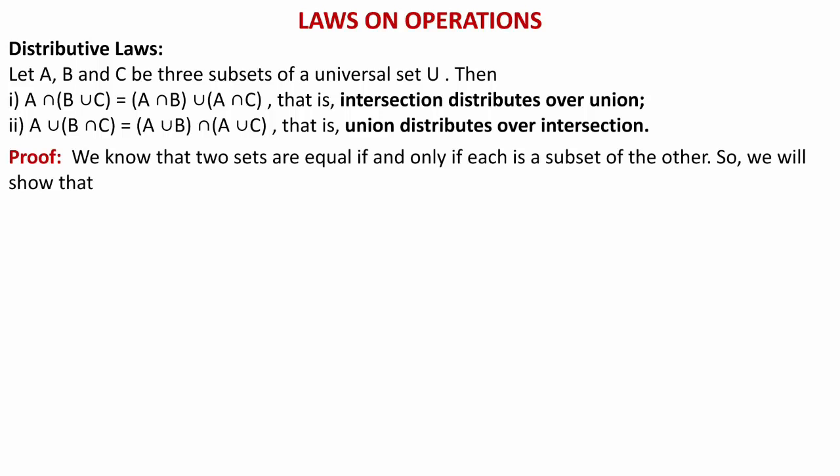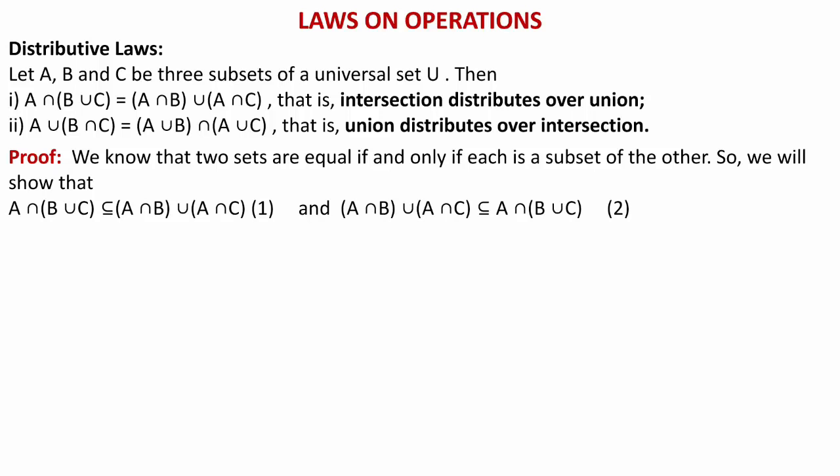We shall prove these laws. We know that two sets are equal if and only if each is a subset of the other. So, we will show that A intersection (B union C) is a subset of (A intersection B) union (A intersection C), and (A intersection B) union (A intersection C) is a subset of A intersection (B union C), for proving the first identity, that is, intersection distributes over union.